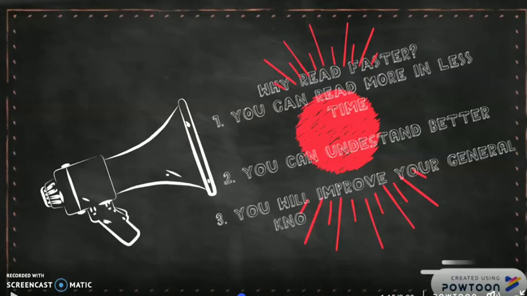How can you understand better when you read faster? Because of the way your memory works. 3. You will improve your general knowledge of English. If you read faster and understand better, you will be able to read more. This way, you will see a lot of words and sentences.